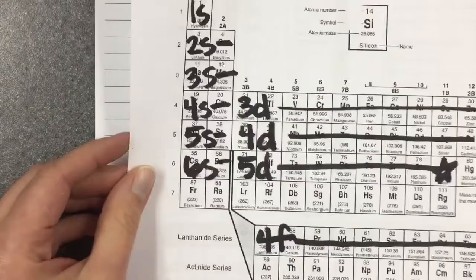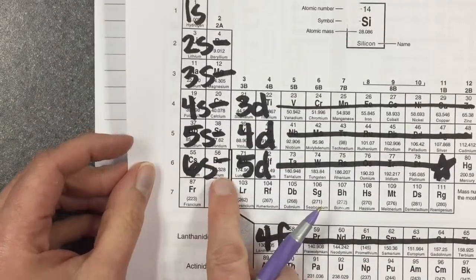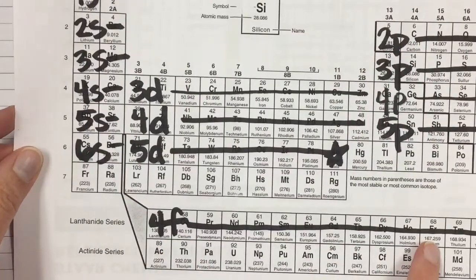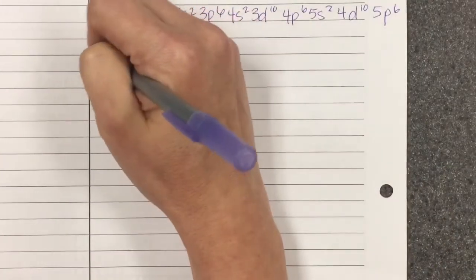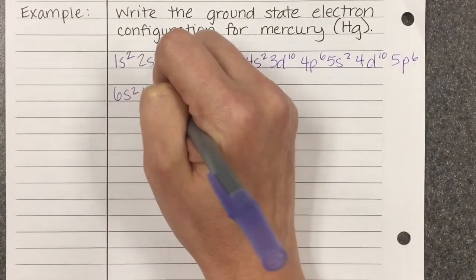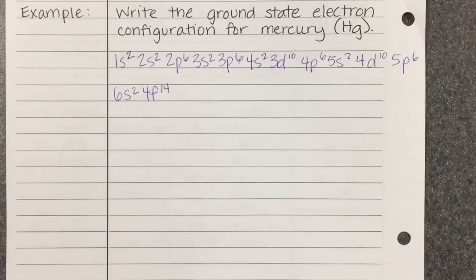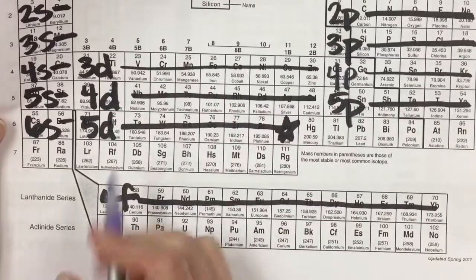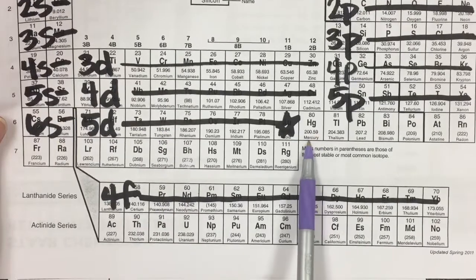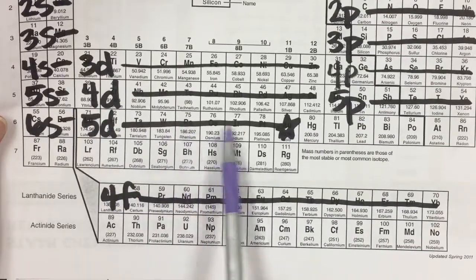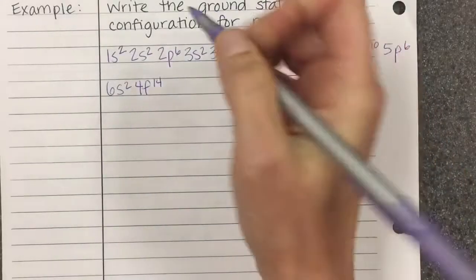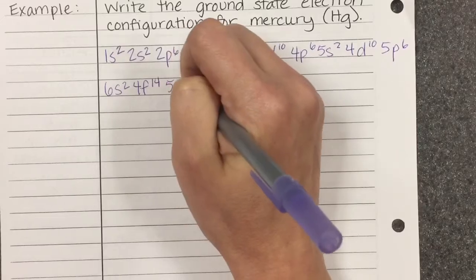Okay, then I keep going. The 6s holds 2, and I have to make sure that I insert the 4f sublevel here, and it holds 14. So 6s2, 4f14. Okay, and then the 5d sublevel fills up, and if I'm going all the way to mercury, mercury is the 10th element. 1, 2, 3, 4, 5, 6, 7, 8, 9, 10. Mercury is number 10. So that's going to be 5d10.